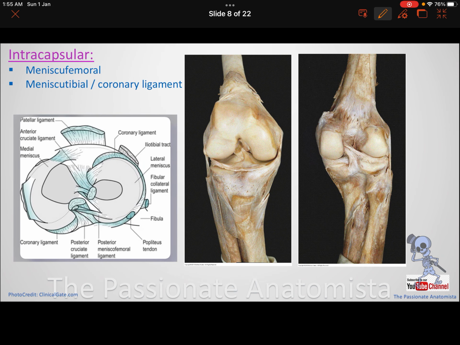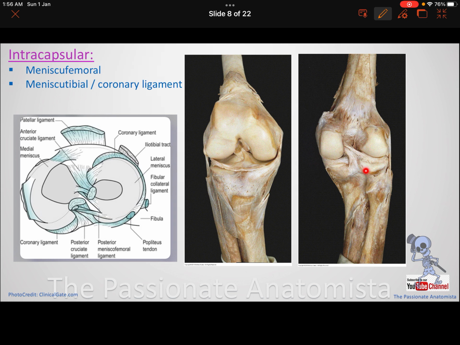Now, we talked about the ACL and PCL as intracapsular ligaments to support the knee joint. The other two ligaments are the meniscofemoral and meniscotibial, or coronary, ligaments. What is the meniscofemoral? The meniscofemoral is a ligament that comes from the meniscus. Can you guys see a ligament here? Forget about the PCL that comes from the posterior intercondylar area.